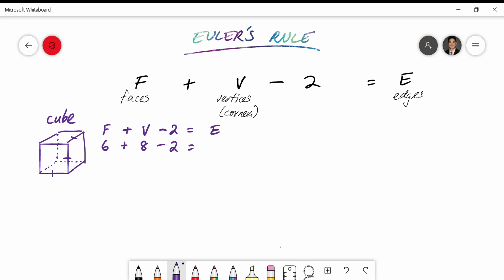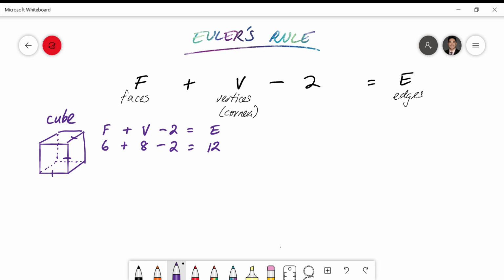We're going to take away 2, and that gives us the number of edges. So 6 plus 8 is 14, and 14 minus 2 is 12. So we've got 12 edges. If we count, we've got 1 edge, 2, 3, 4 edges, 5, 6, 7, 8, and then 9, 10, 11, 12 edges. And this applies to your rectangular prism as well.